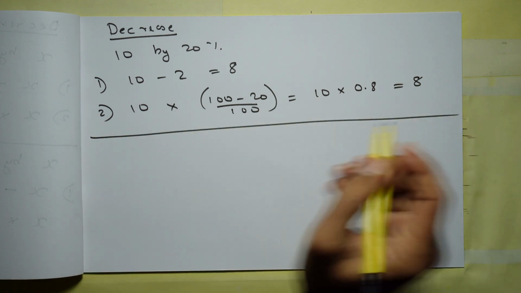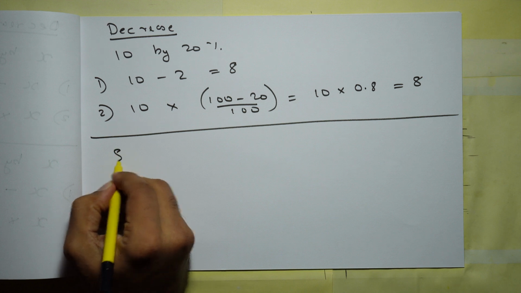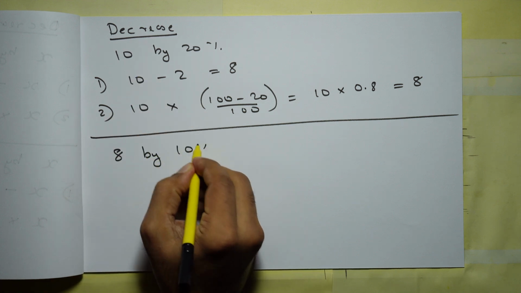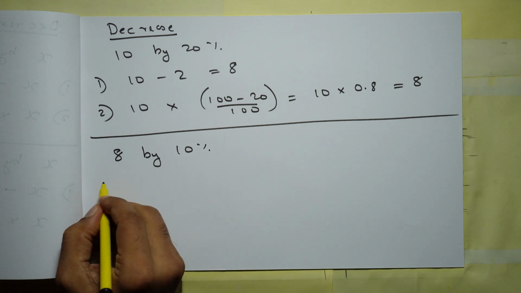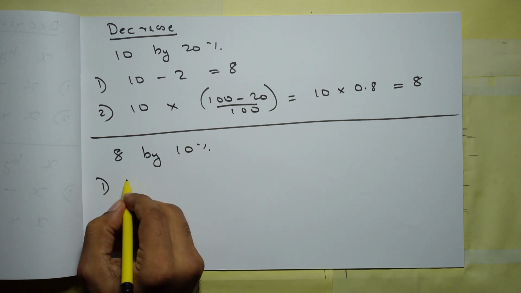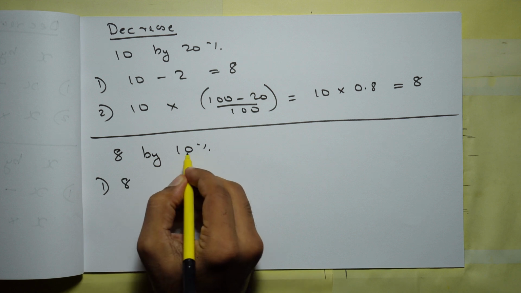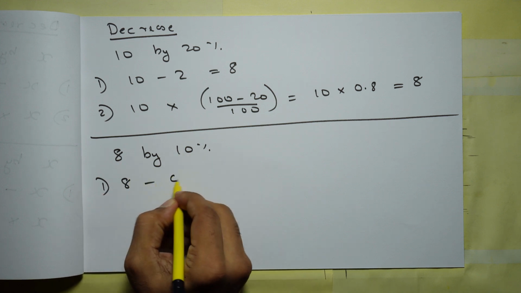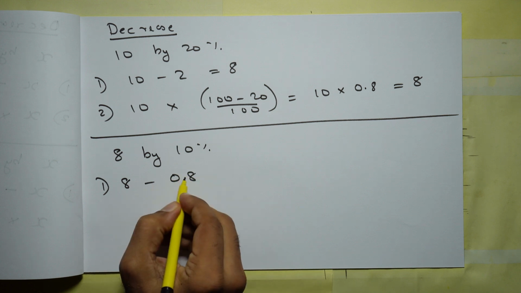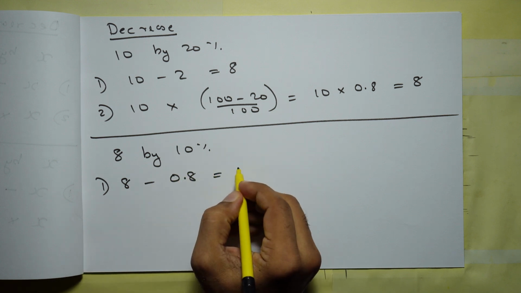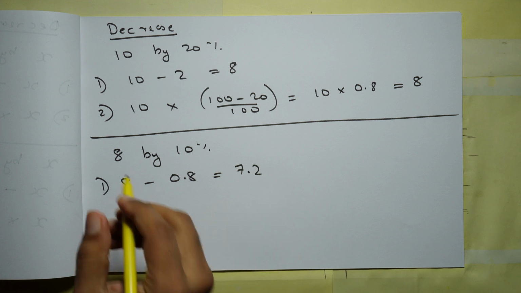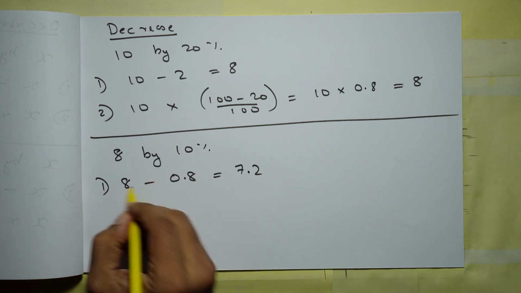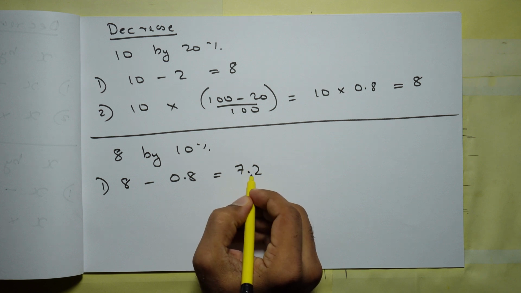Now let us take one more example. You have a value 8. You want to reduce 8 by, let us say, 10%. So let us look at the first method. You have the value 8. You need to reduce it by 10%. 10% of 8 is 0.8. So that you subtract from 8 and you will get 7.2. So if you reduce 8 by 10%, you subtract 0.8 from 8 and you will get 7.2.